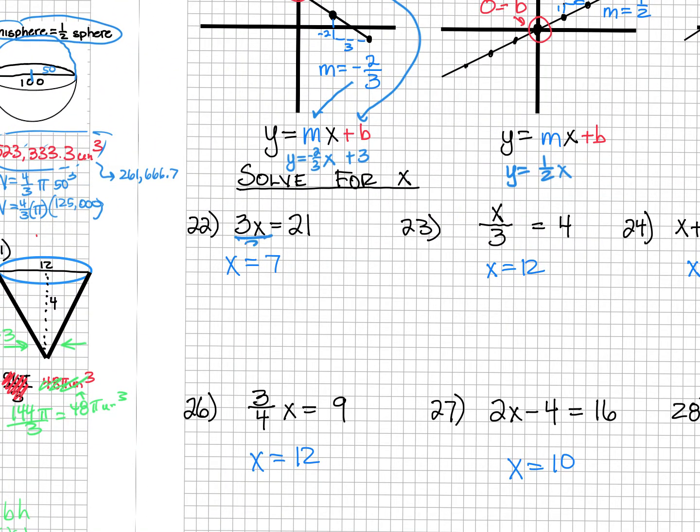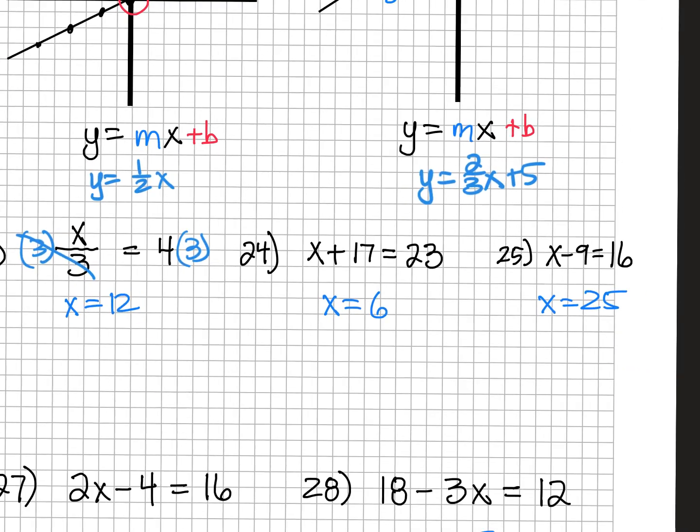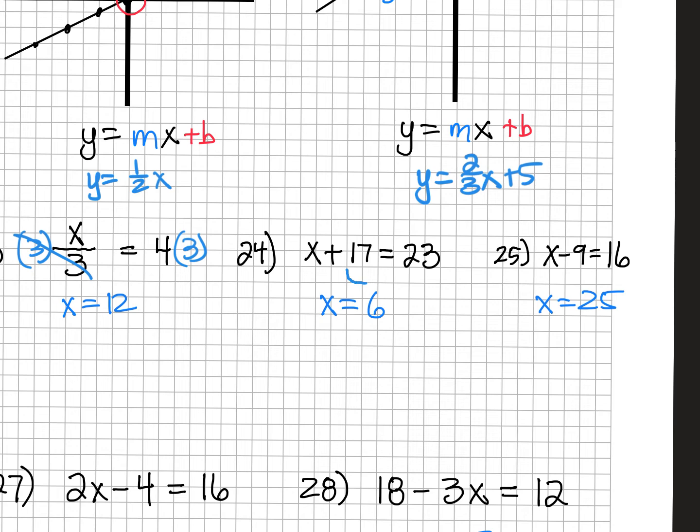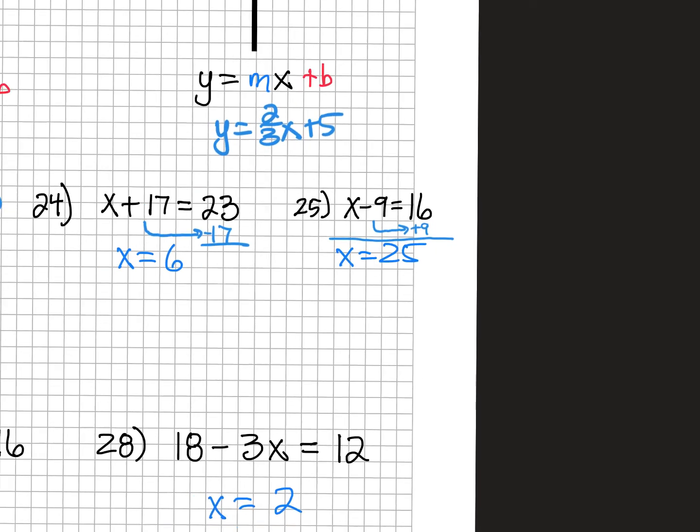3x, so I would divide by 3, x equals 7. For this one, I would multiply by 3, it gets rid of the bottom, x equals 12. For this one, I take my 17 and move it over to the other side and make it negative 17, and we get x equals 6. For this one, I take my negative 9 and I put it over and I make it positive 9, and I get x equals 25.